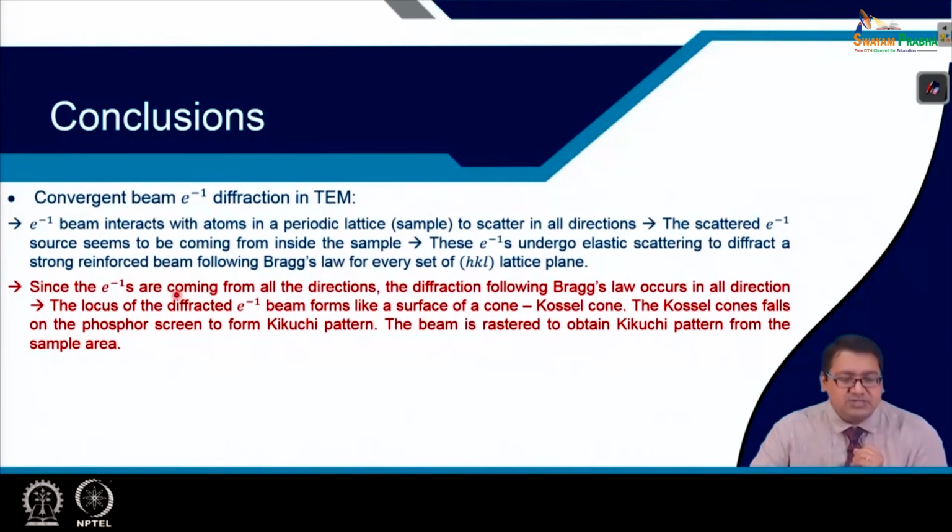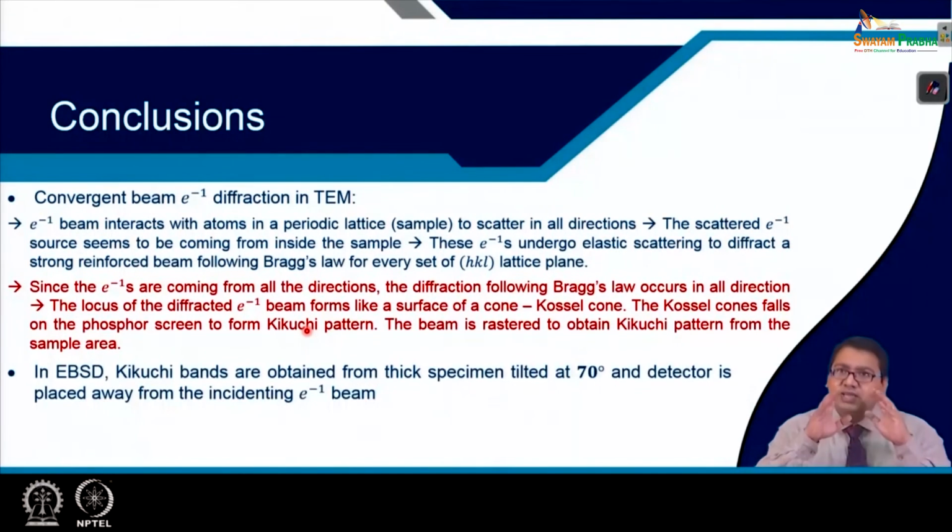Now, since the electrons are coming from all possible directions, the diffraction following Bragg's law will also occur in all possible directions, right. So, the diffraction will form a locus of diffracted electron beams, which is like the surface of a cone, and it is called a Kossel cone, right. The Kossel cones fall on the phosphor screen to form the Kikuchi pattern. Now, the beam is rastered one after another, so it scans the whole small sample area to obtain the Kikuchi pattern of the sampled area that we have decided.